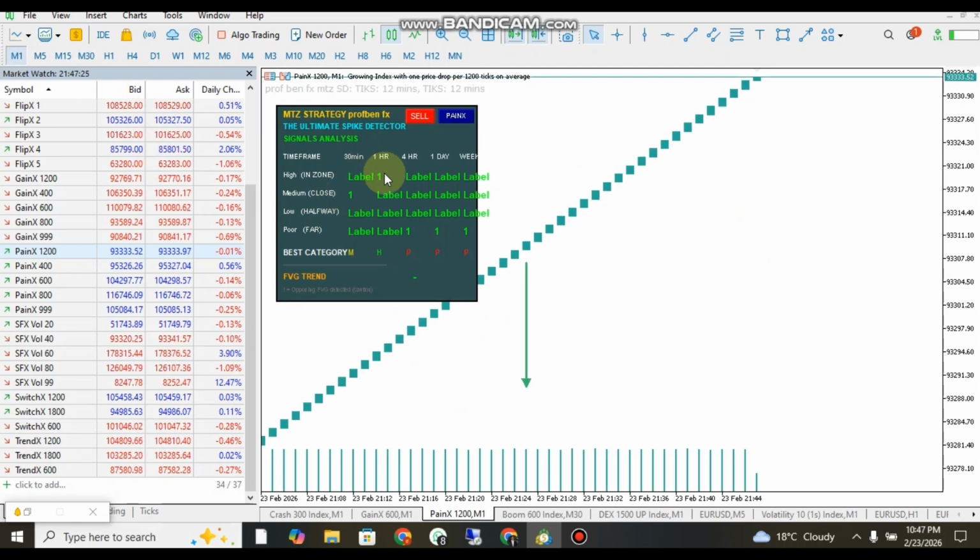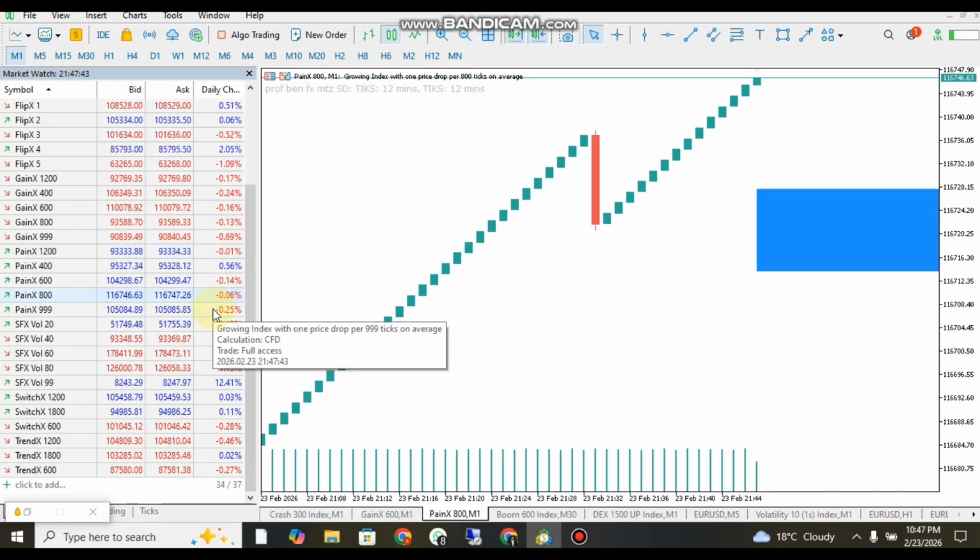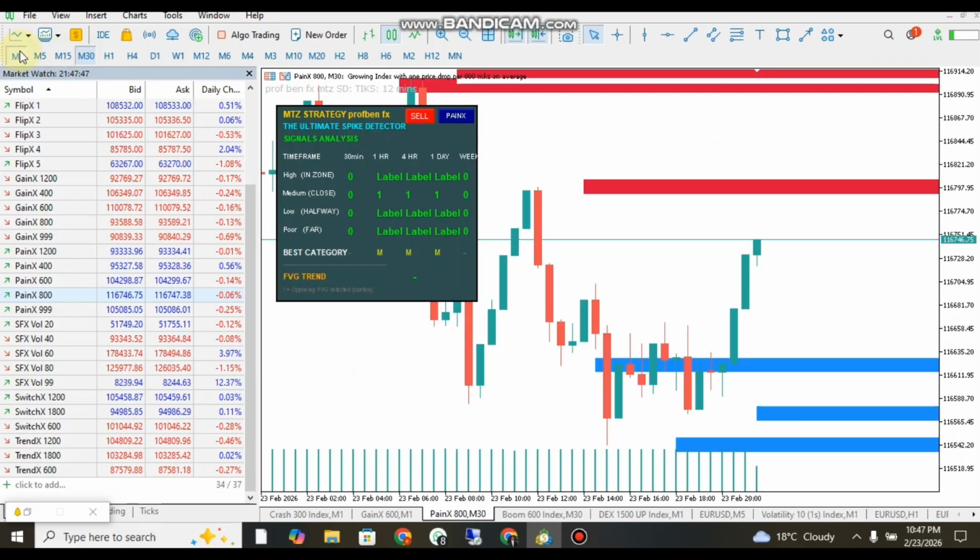But the good thing is that the system will be notifying you when there is a fair value gap on the dashboard. It will tell you that there is a fair value gap or there is no fair value gap. Please, honestly, if you don't want this kind of market where you're seeing only small candles, the spike is not happening at all, if you don't want that kind of disappointment, don't trade inside a fair value gap.